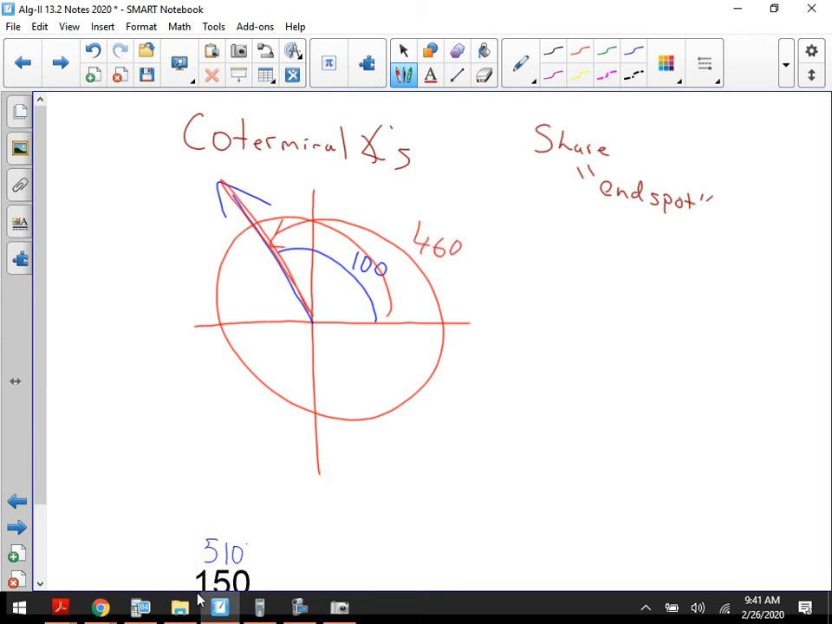Now, let's say I want to find a negative coterminal. I go the other way. I would start here and come up to here. It would be what? Negative 260. Very good. It's just going the other direction. Negative 260 degrees, positive 460 degrees, and 100 degrees all share the same terminal side of theta. They all wind up in the same spot.